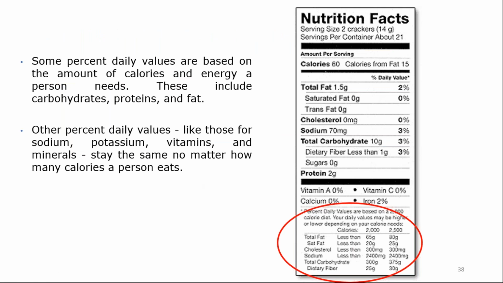Some percent daily values are very easy to calculate, because at the bottom of the panel, you will find the basis on which they have been calculated. But in India right now, it just says percent daily value to be calculated based on an average diet of 2000 kilocalories.